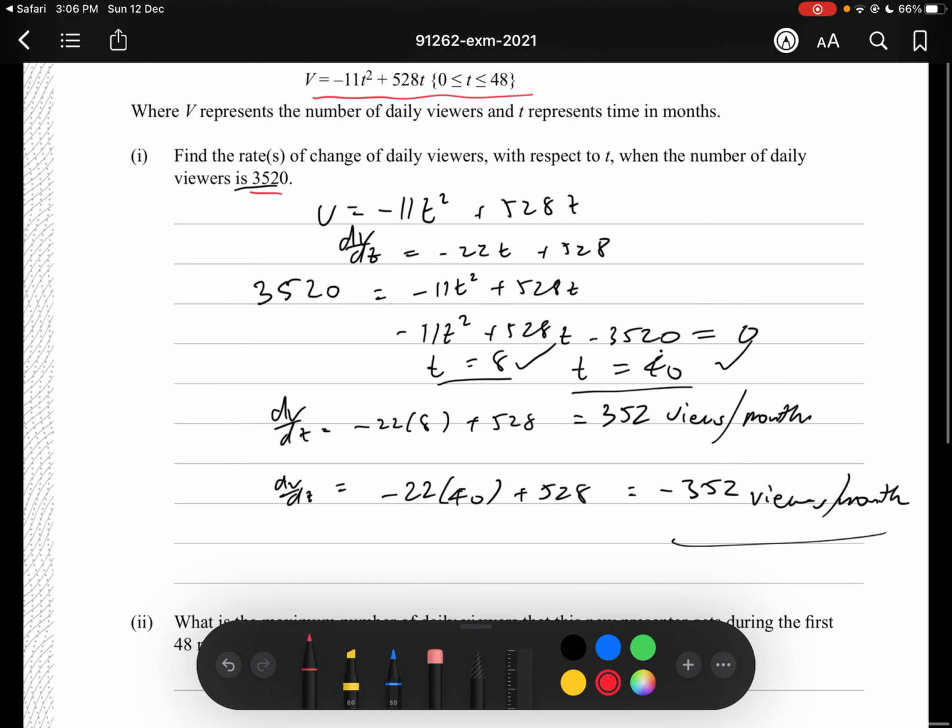Alright, so that's it for this question. So we found the rate of change of viewers per month for both of those t values, and that should give us a merit grade. And in terms of an achieved, I would say if you can get up to finding the derivative and also finding t equals 8 and t equals 40, that should be enough for an achieved.